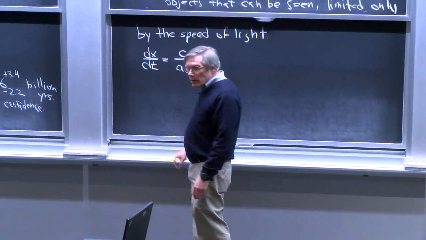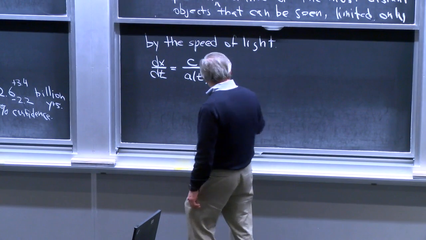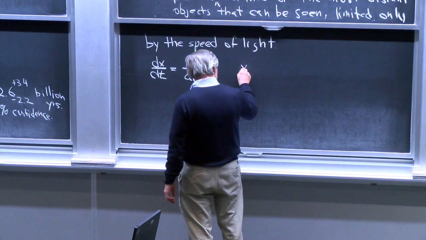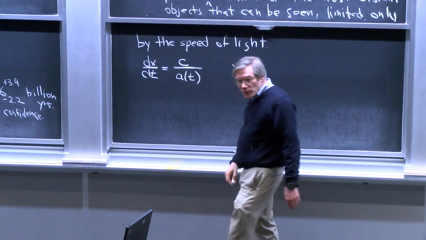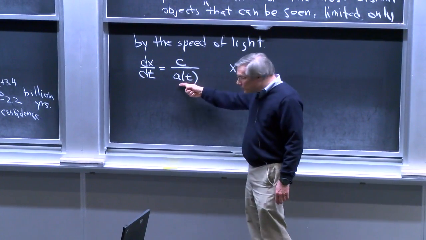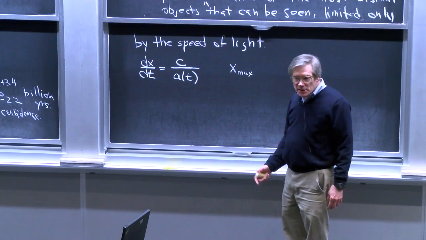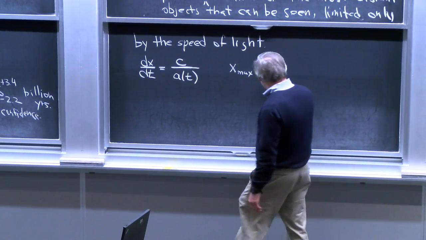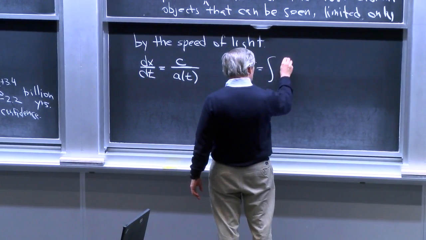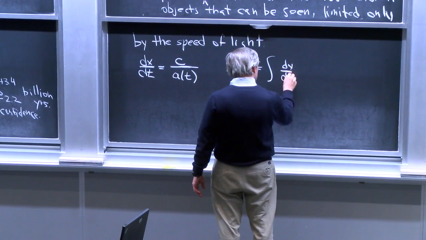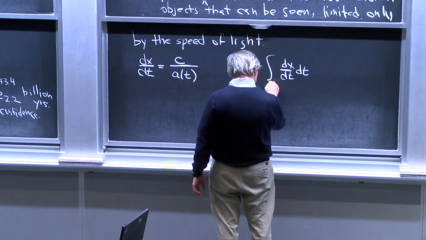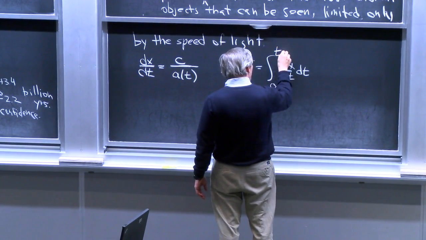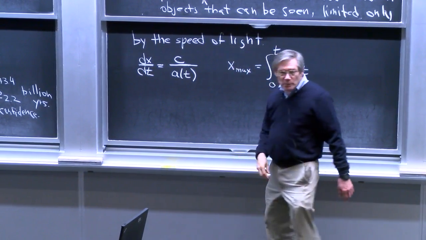This will be the speed. That means that the maximum distance that light will travel, still measured in notches in co-moving coordinates, will just be the integral of the speed. The integral of dx/dt is just delta x. So it will be the integral of dx/dt integrated from 0 up to t0, the present time.